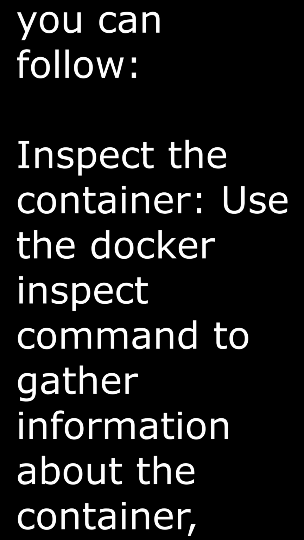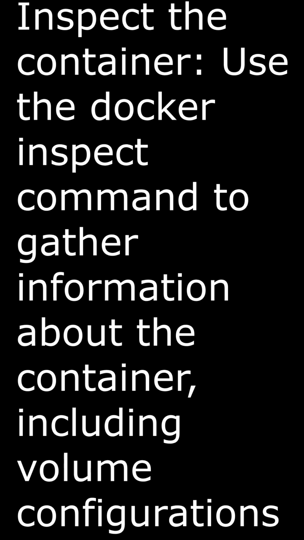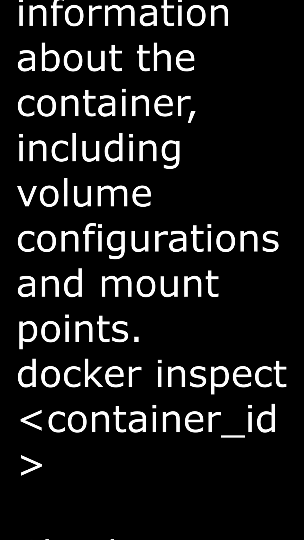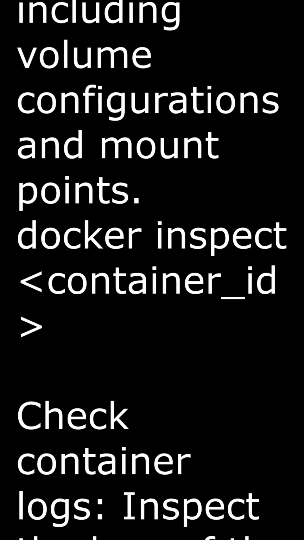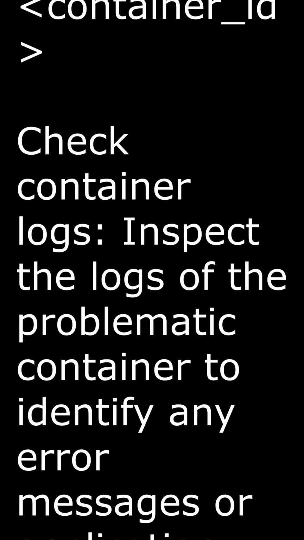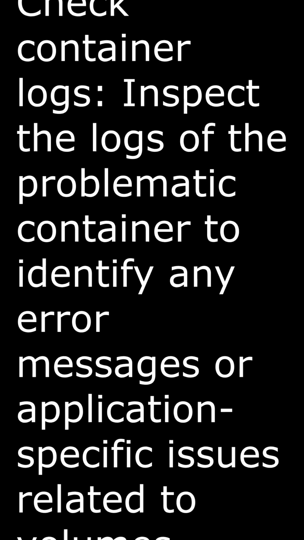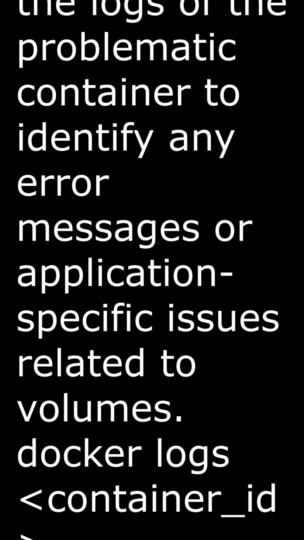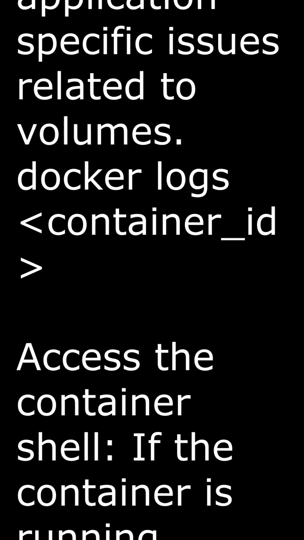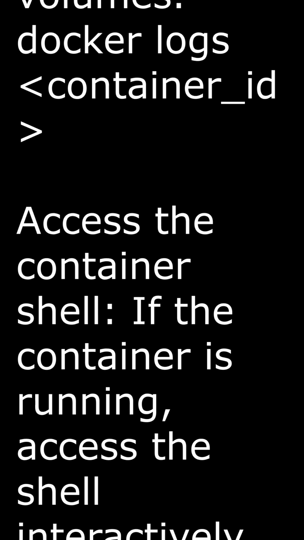Inspect the container. Use the docker inspect command to gather information about the container, including volume configurations and mount points. Docker inspect container_id. Check container logs. Inspect the logs of the problematic container to identify any error messages or application-specific issues related to volumes. Docker logs container_id.